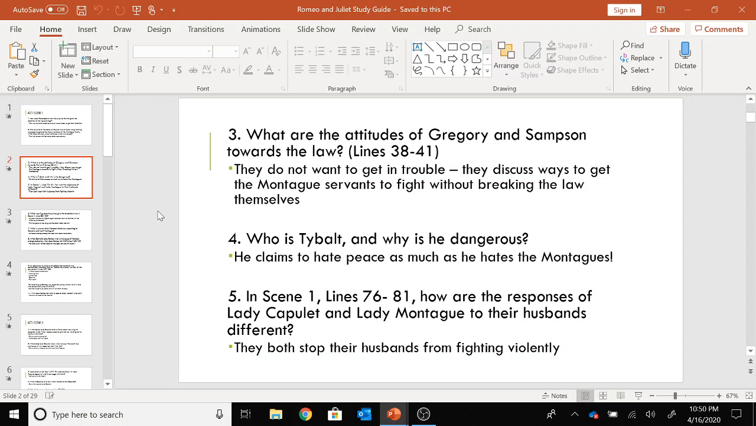The wives on both families. So you have Lady Capulet and Lady Montague. And how did they respond to their husbands? Right? They both tried to stop their husbands from fighting violently. They both display their disagreements necessarily of this feud leading to an altercation.